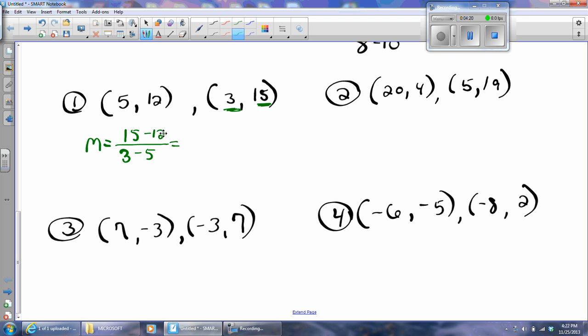So it looks like the slope of this is going to be 3 over negative 2, or better yet, negative 3/2. There's my slope. My rise number is 3, my run number is negative 2.